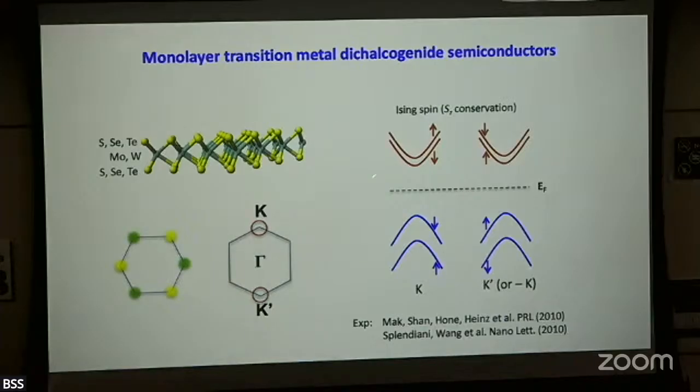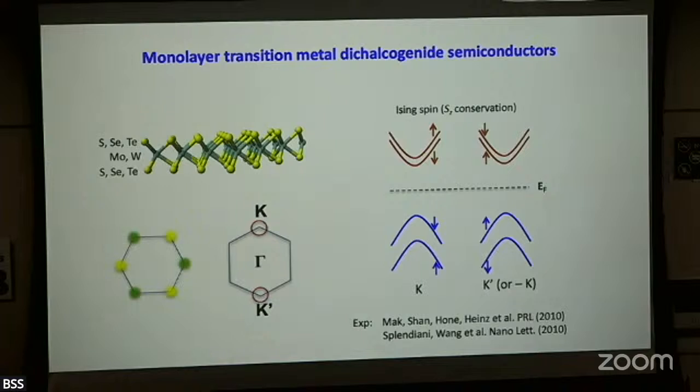The other ingredient that graphene doesn't have is the very large spin-orbit interaction. This is because we have a very heavy metal in this case, unlike carbon in graphene. This strong spin-orbit coupling breaks the spin degeneracy of each band. And this splitting can be very big, on the order of a few hundred millielectron volts.